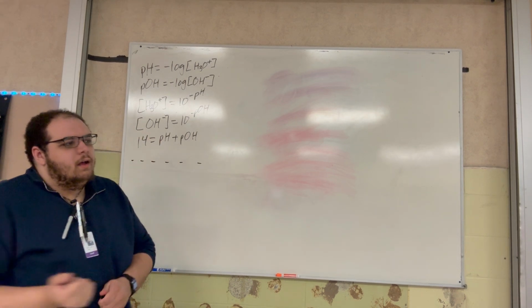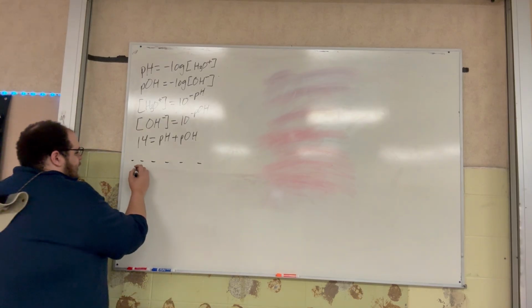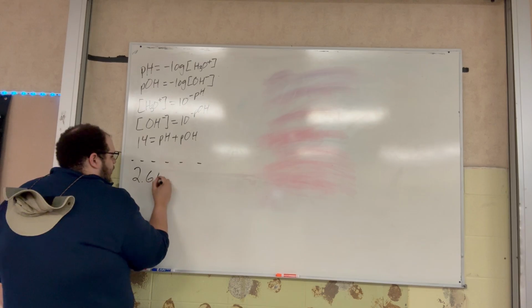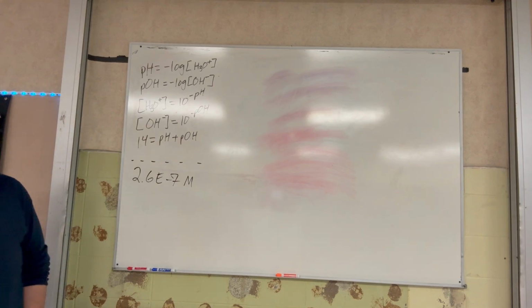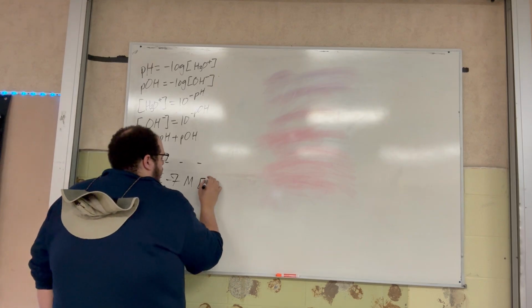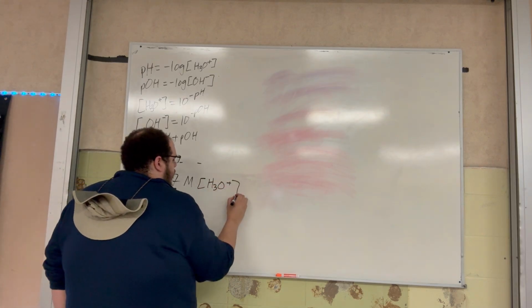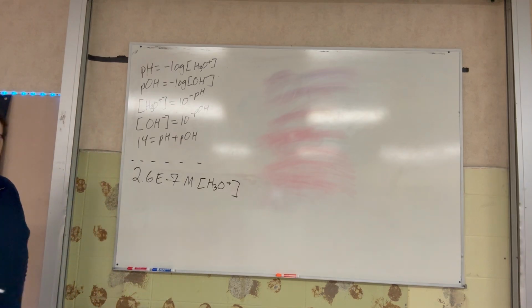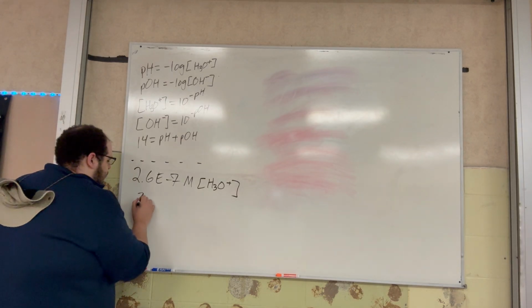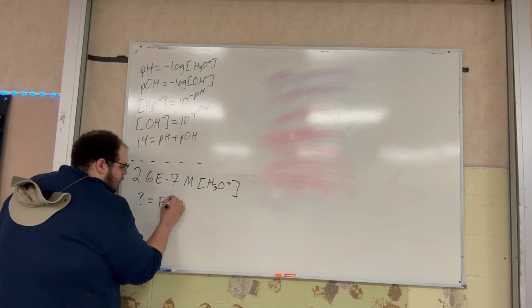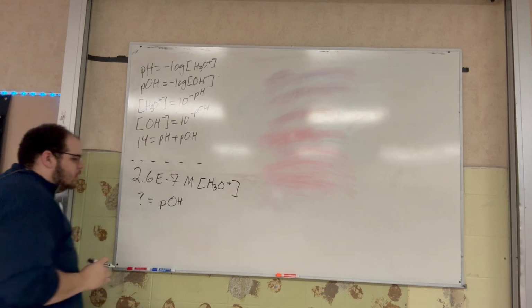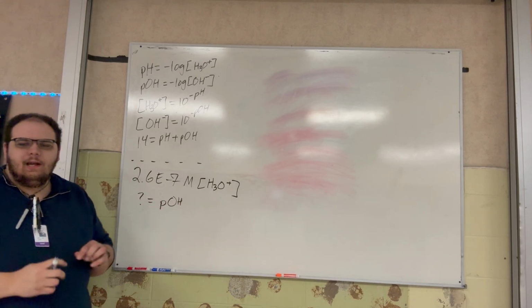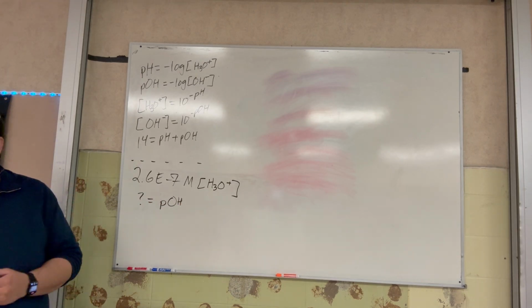It looks like I have a given. Who agrees with me? My given is 2.6 E negative 7 molar. Do we have hydronium or hydroxide here? Hydronium, because we have an acid. What am I solving for? We're solving for POH. Are they directly related or not? No. That means life is hard. We have to do 2 steps.